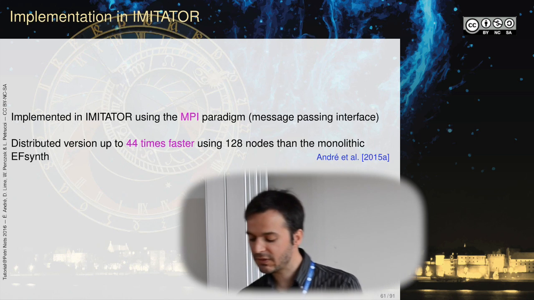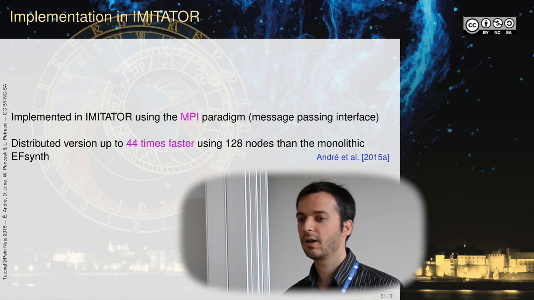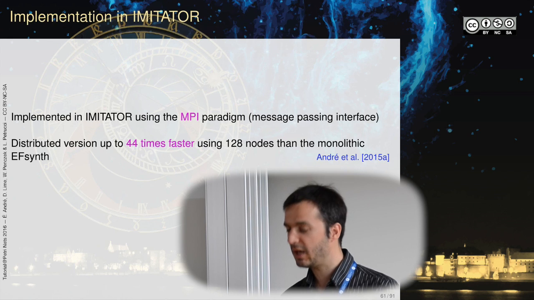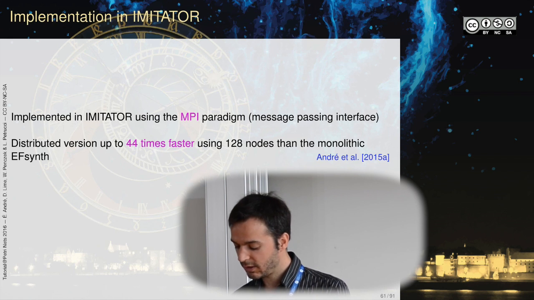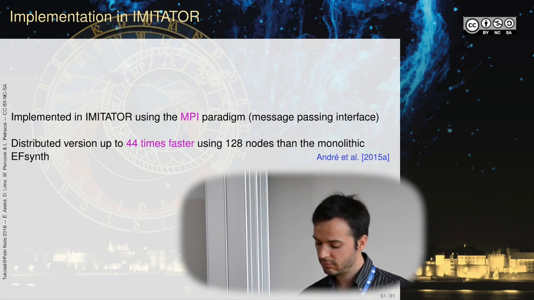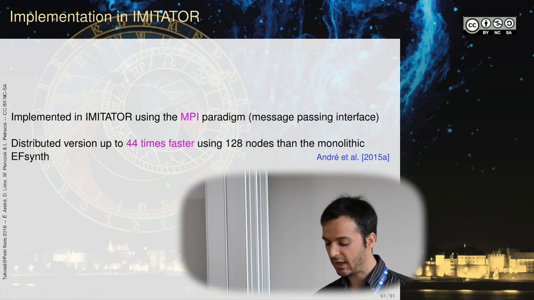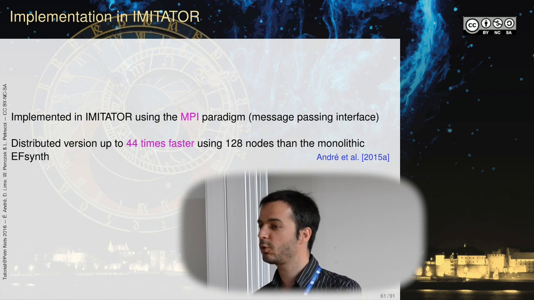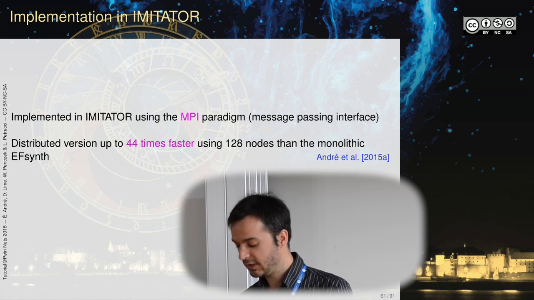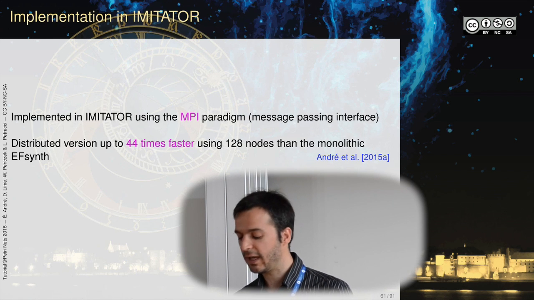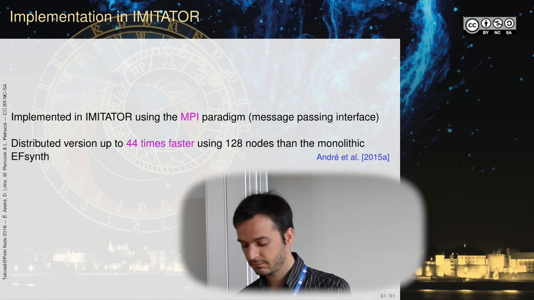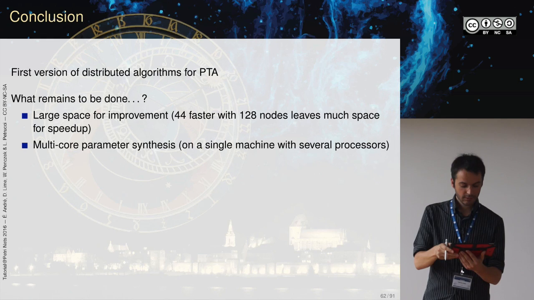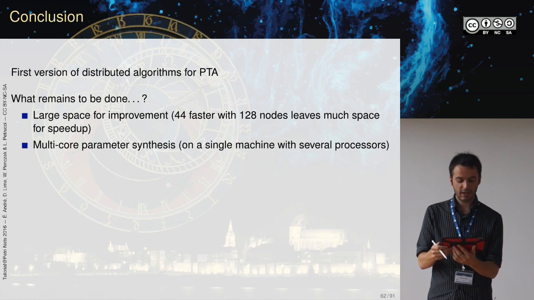We implemented this domain decomposition scheme in IMITATOR using the MPI paradigm, the message passing interface. And we got results that were faster, up to 44 times, than only one computer computing EFsynth, using 128 nodes, so 128 computers in a cluster working together. So this gives the first version of distributed algorithms.